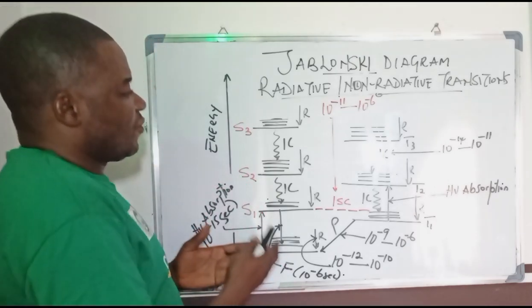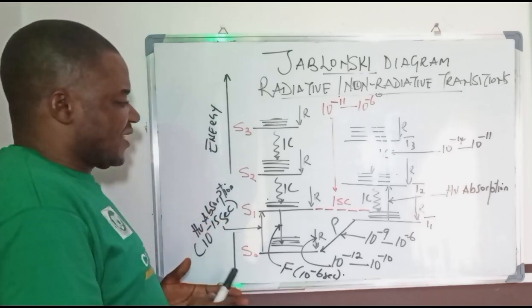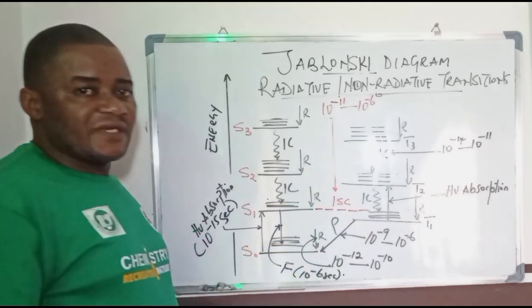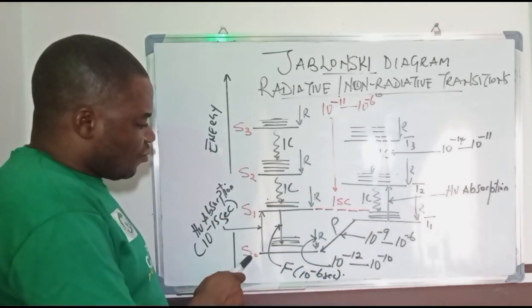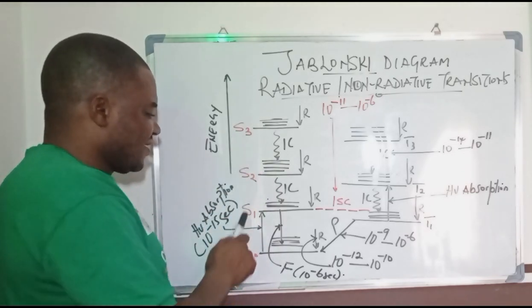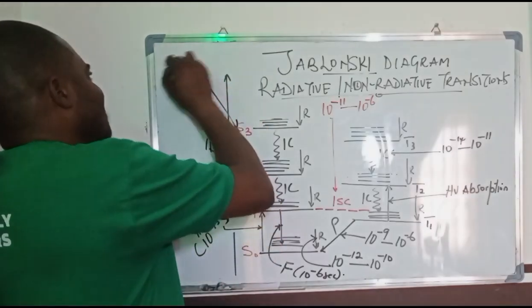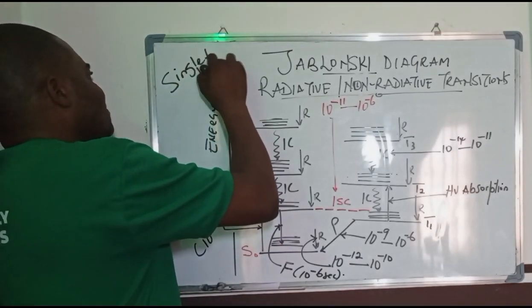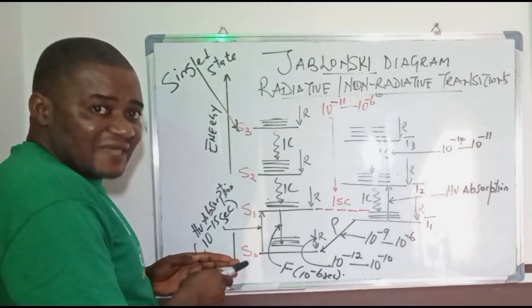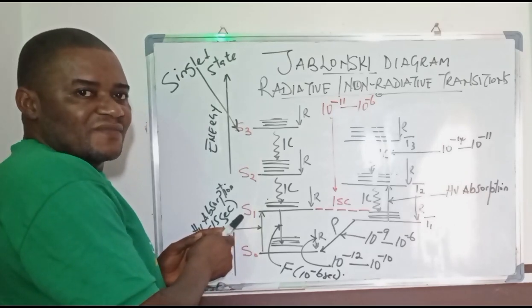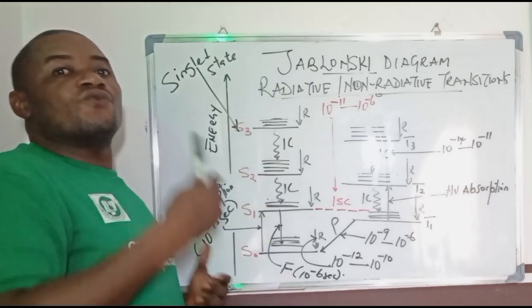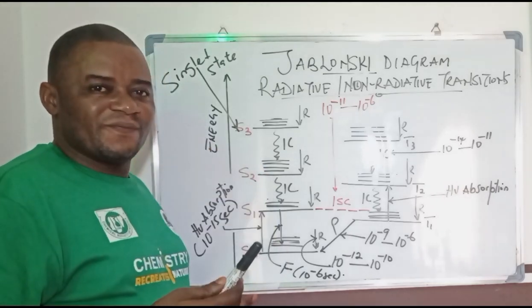Now, let us look at the Jablonski diagram. If you take a look at this diagram, you'll notice that it has some letters and numbers written everywhere around it. But let us take it gently. The S that you see here is simply described as singlet state. So this is the ground state, singlet state. This is the first energy level, singlet state. Second energy level, singlet state. Third energy level, singlet state. And you could have different energy levels as you go.